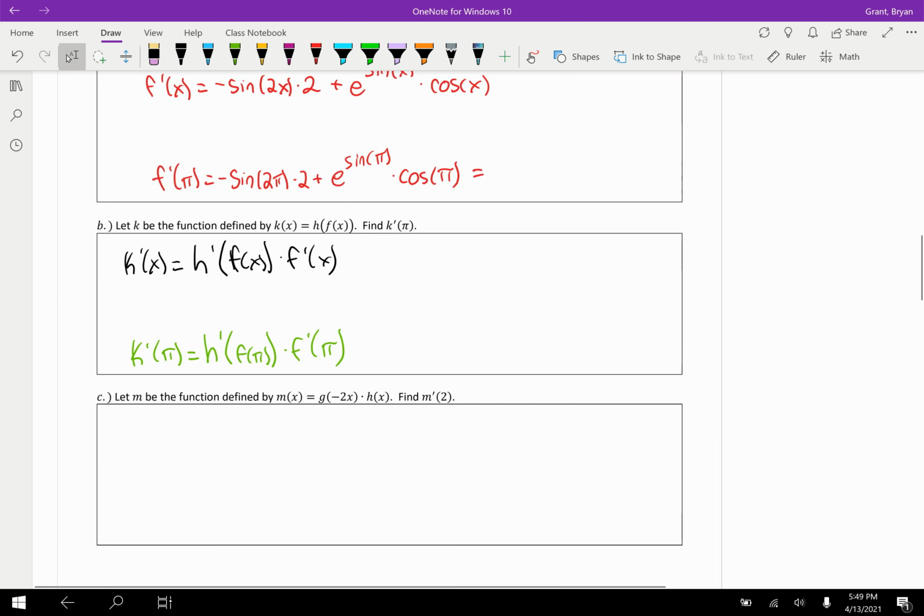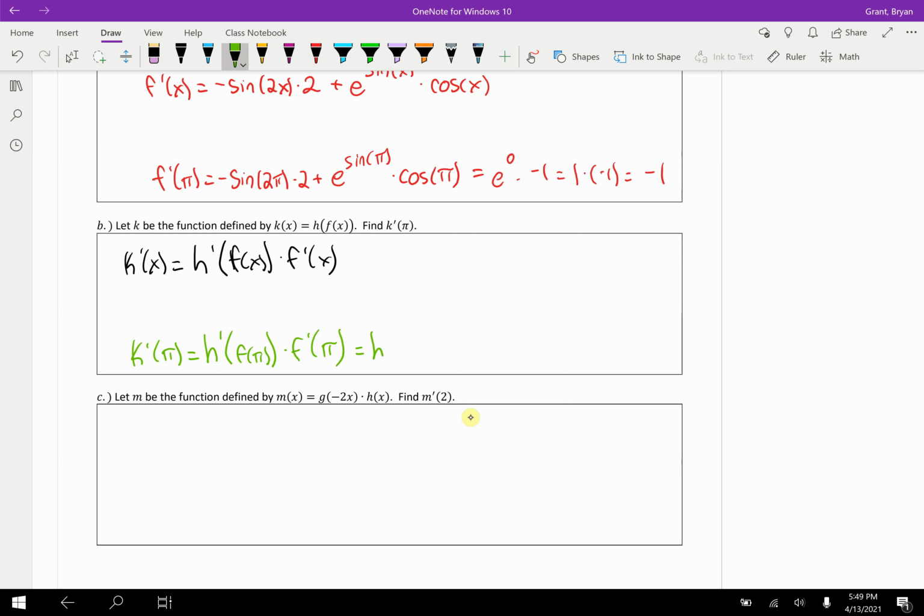Let's see what we get here. Sine of 2 pi, an even multiple for sine, is going to be 0. So this whole thing becomes 0. Nothing bad there. Sine of pi is also 0. So really this is e to the 0th, and cosine of pi is negative 1. So anything to the 0th is 1 times negative 1. I'm getting negative 1 as an answer. All right, so that's not bad.